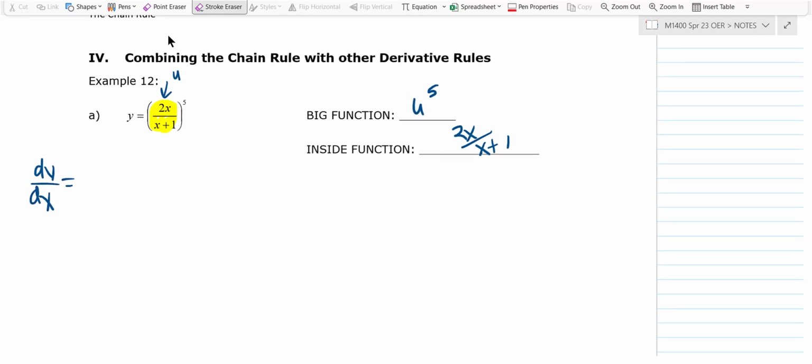You always see that the big function is something to the 5th power. Real simple question. How do you do a derivative of something to the 5th power? Bring the 5 down, subtract 1 from the exponent, multiply by the derivative of what's inside. So you start the problem this way. You bring the 5 down, you leave the 2x over x plus 1 alone to the 4th power. Okay, like that. Now that's not the answer.